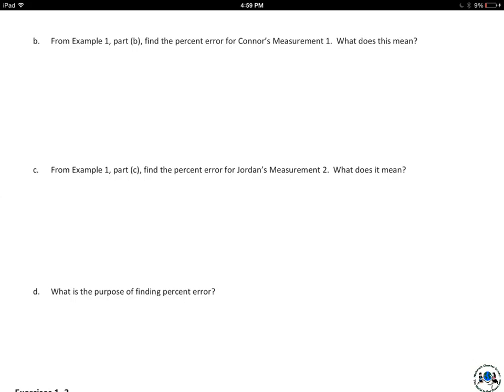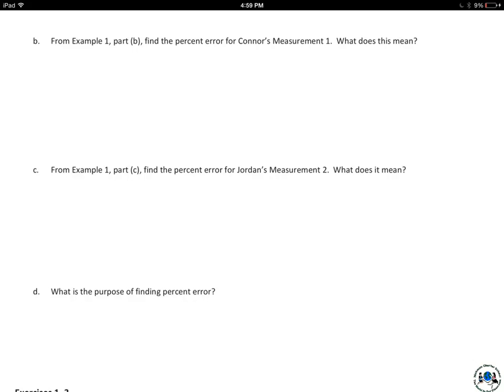Now I think it'd be a good time to have you practice a little bit of this. So I'm going to go ahead and pause and have you attempt B and C here, and see what you can get for those. Then come on back and we can check in, and then we'll talk once again about Part D here, what the purpose is of finding percent error. So go ahead and do those on your own, and come on back and check.